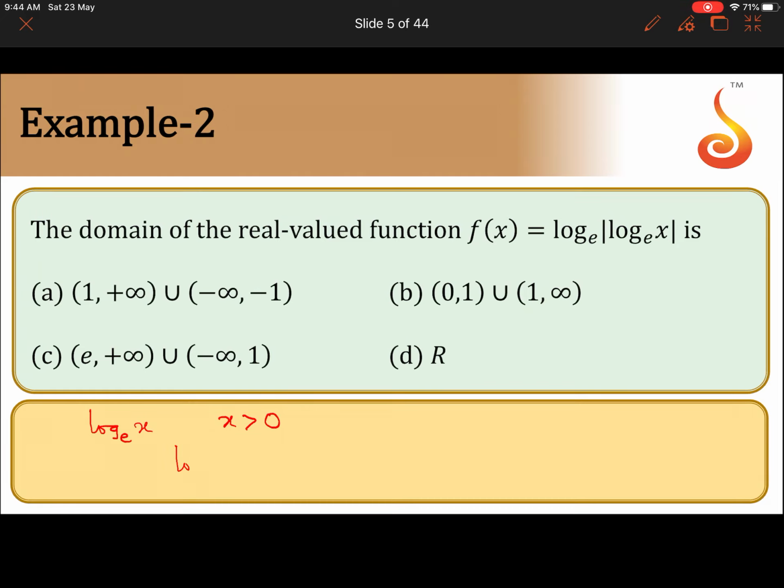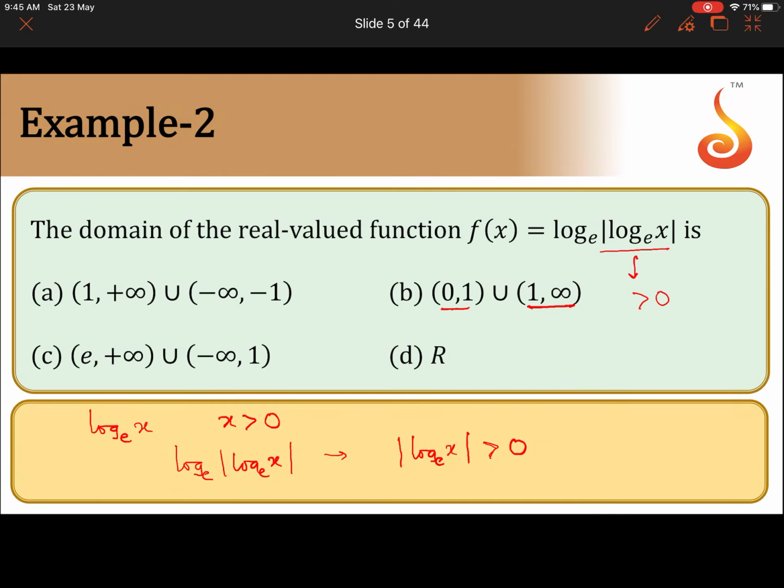Now we are talking about mod log base e x. So what we observe, it means mod log base e x must be greater than 0. It must always be positive. Okay, so mod log base e x must be greater than 0. When is this possible? You can take x from 0 to 1 and 1 to infinity.